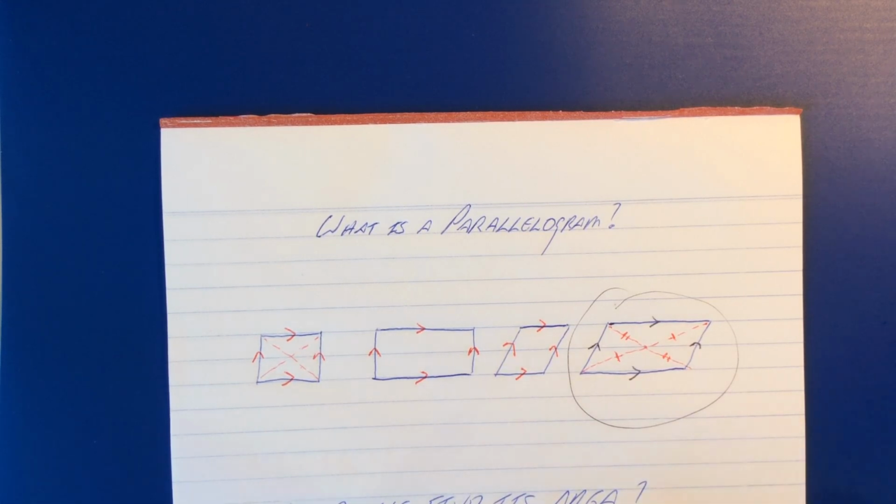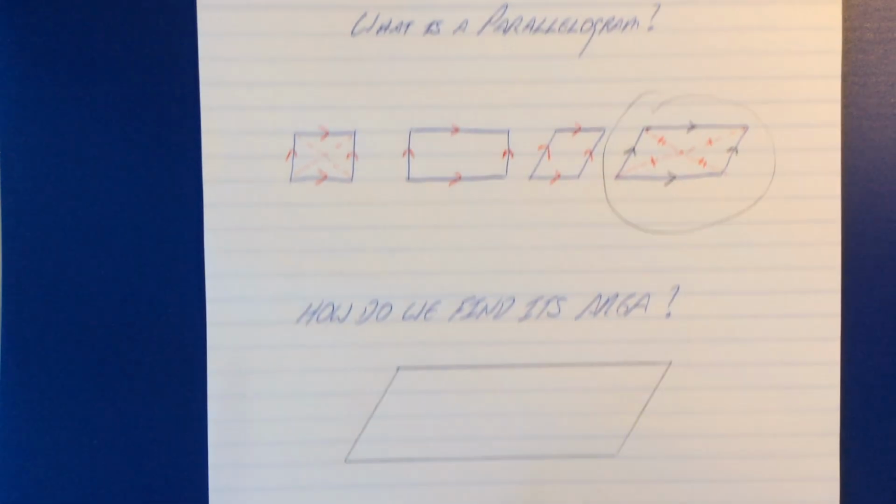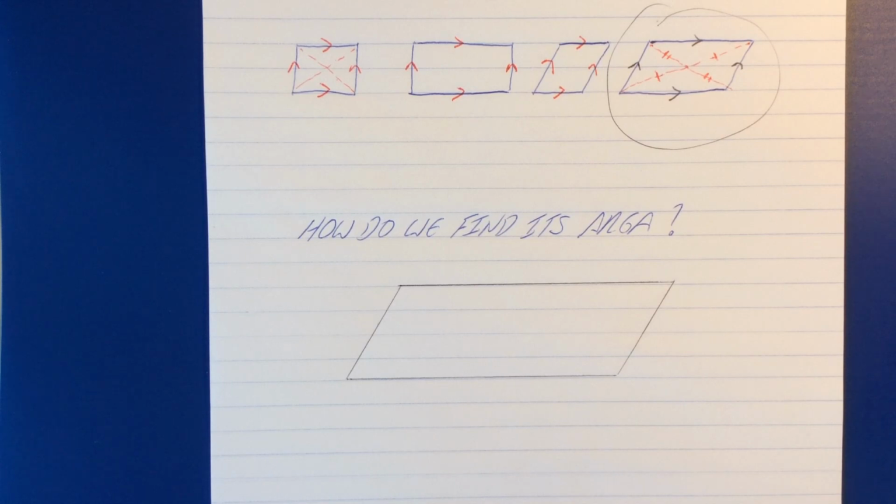So that's what defines a parallelogram. It is a four-sided figure with two pairs of parallel lines, and this is the one that we deal with mostly when we're talking about it. These things have other names, and we deal with them very slightly differently. Now, the next question is, how do we find the area of such a thing?